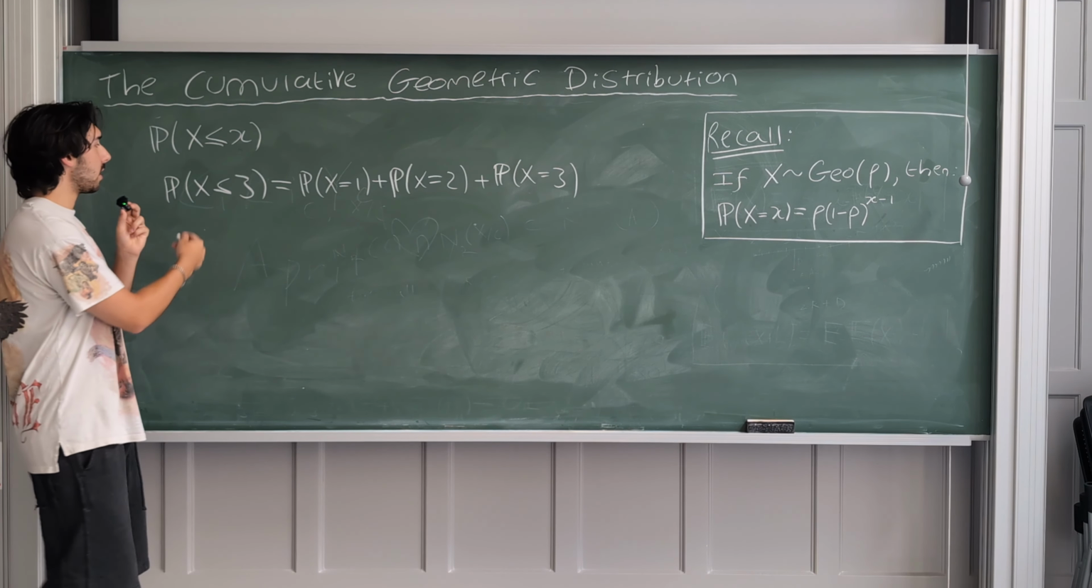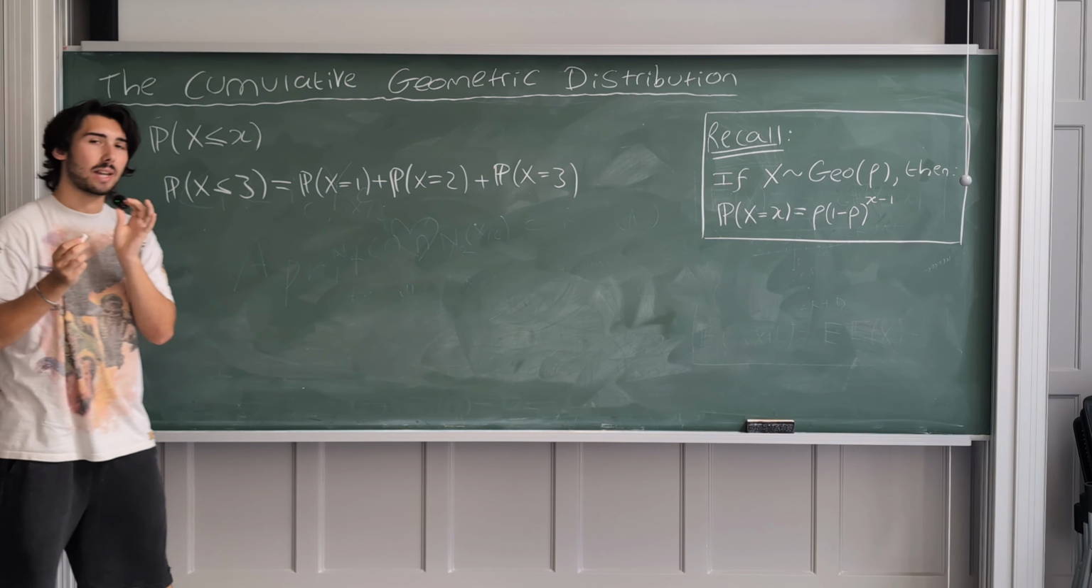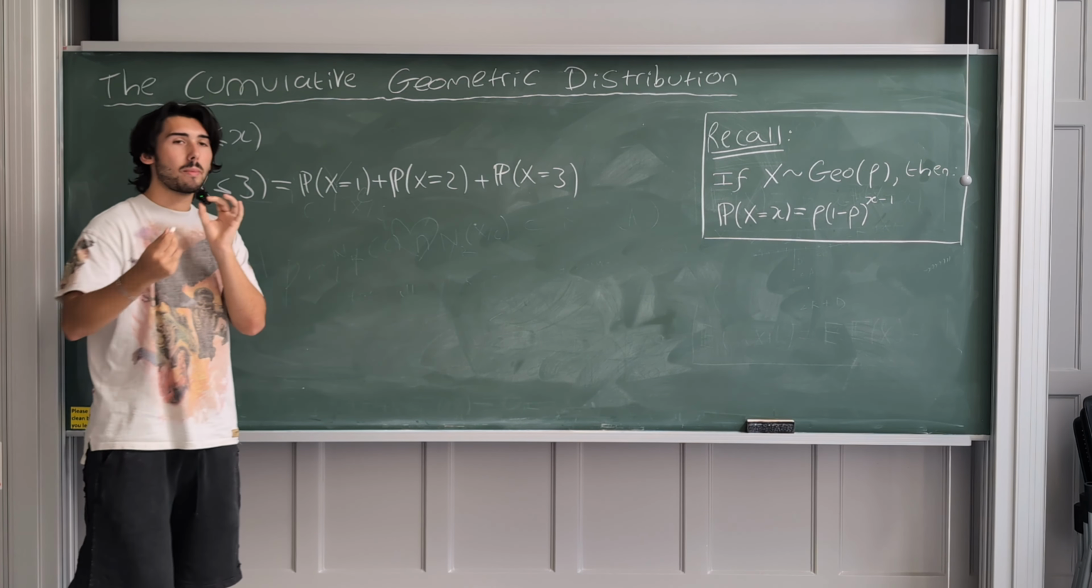But of course, what if you want to work out for some sort of complicated situation the probability that x is less than or equal to like 100 or something? You don't want to have to do this every time. So we're going to come up with an expression right now to explain it and to describe it. Okay, this is what we're going to do.